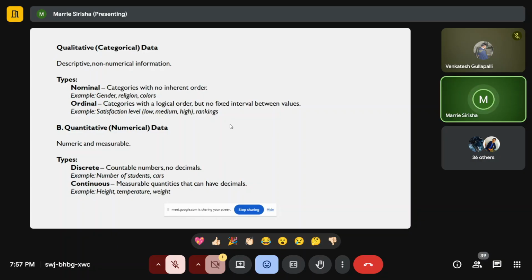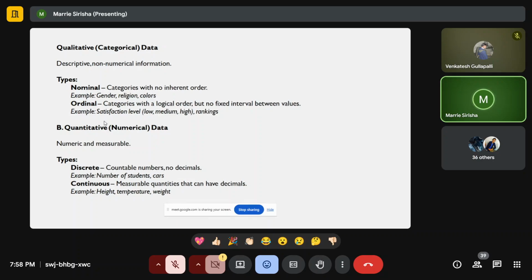And ordinal, what is ordinal? Categories with a logical order but no fixed interval between values. That means ordinal has a logical order. For example, if I have given you an application and ask you to rate this application, I have given you three options: high, medium and low. So this is ordinal. That means it has order. But in the nominal example, there is no inherent order, whereas in ordinal you have order, right?